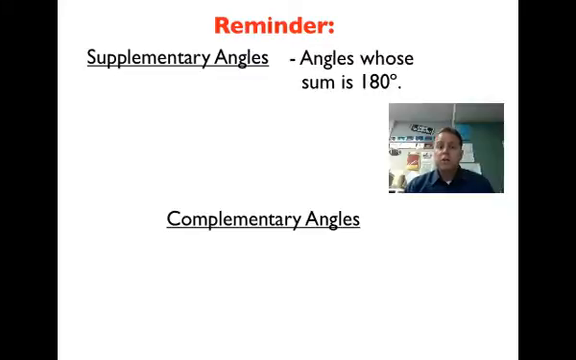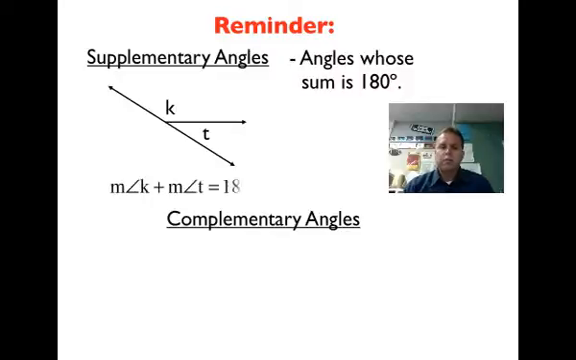Remember, a supplementary angle is an angle whose sum is 180 degrees. So in this case, we have angle K and angle T, and notice it forms a straight line. So the measure of angle K and the measure of angle T equals 180 degrees.